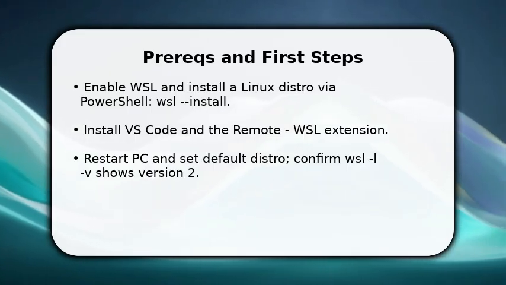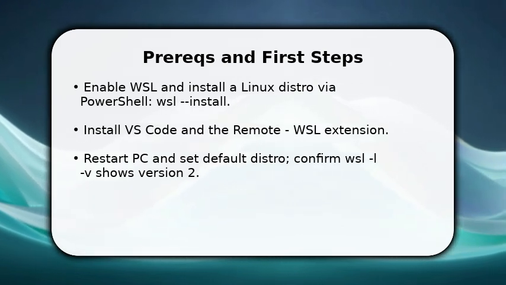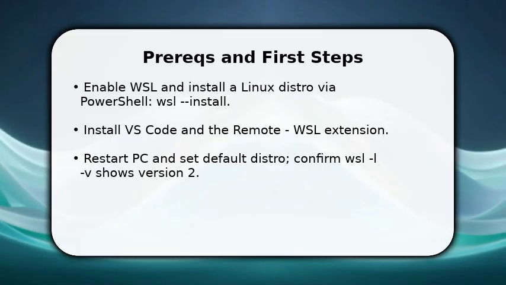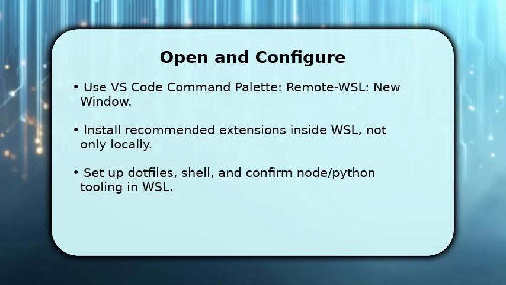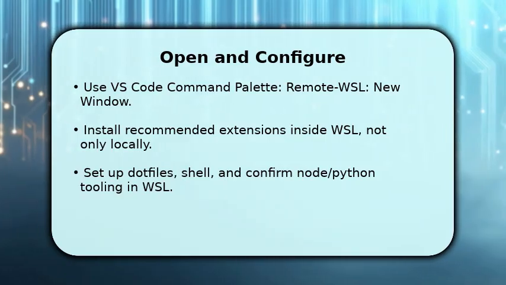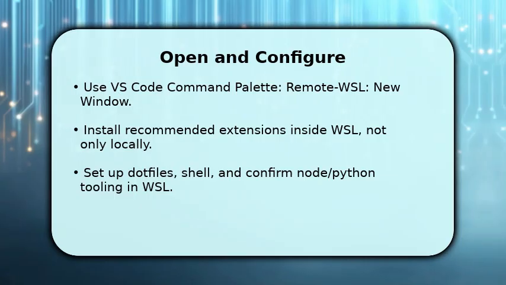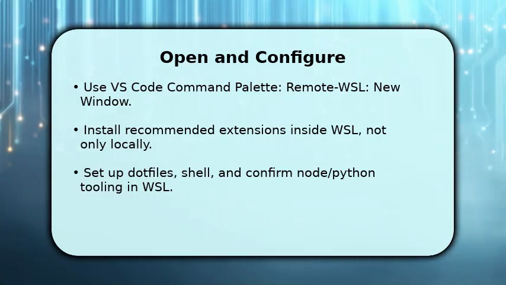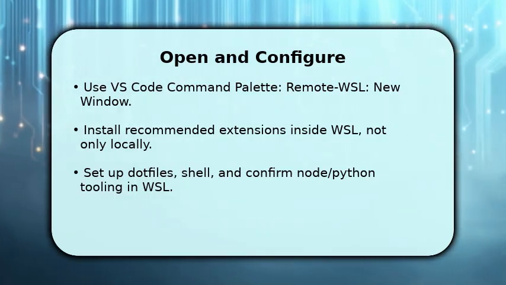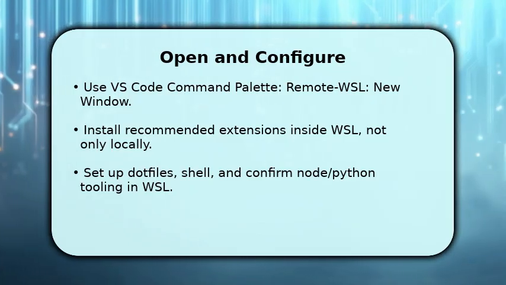Now open VS Code so you can connect directly into that Linux instance for the next steps. You now open a WSL window in VS Code using the command palette. Remote WSL, new window. This actually runs VS Code inside Linux, not on Windows. Then install recommended extensions inside that window so extensions operate in the Linux environment. This avoids path and permission problems.